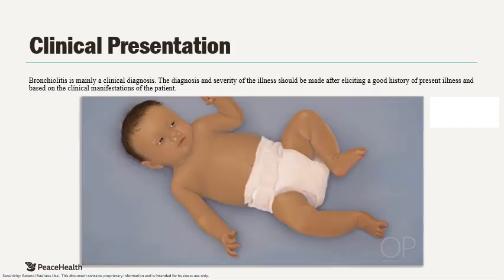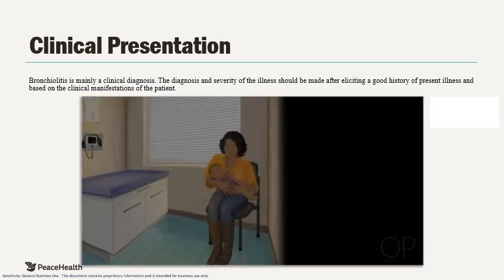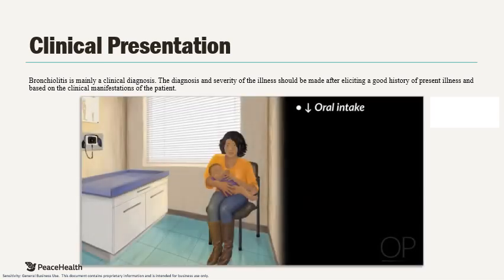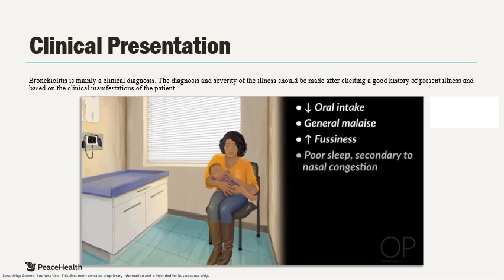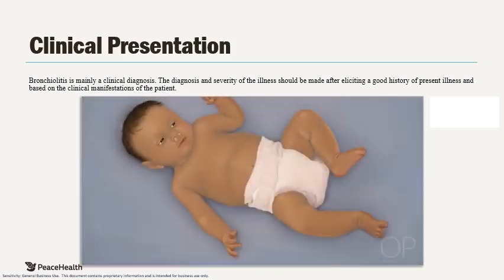Children with bronchiolitis initially develop signs and symptoms consistent with upper respiratory infection, including rhinorrhea, nasal congestion, cough, and fever. Parents may also note decreased oral intake, general malaise, increased fussiness, and poor sleep secondary to nasal congestion. The disease progresses to include signs of lower respiratory tract involvement, including increased work of breathing, worsening cough, and wheezes.